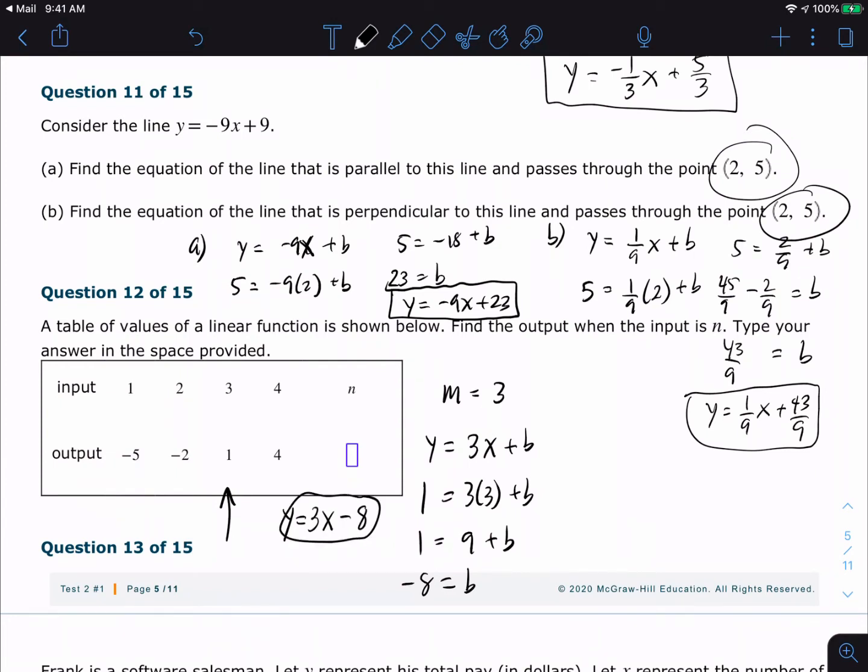And that is the nth term, or really what they're probably going to want is it like this, 3n minus 8. That's because n is getting plugged in for x.